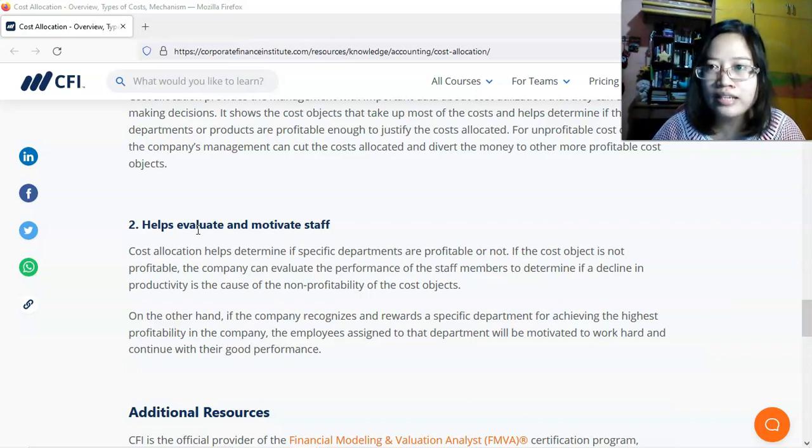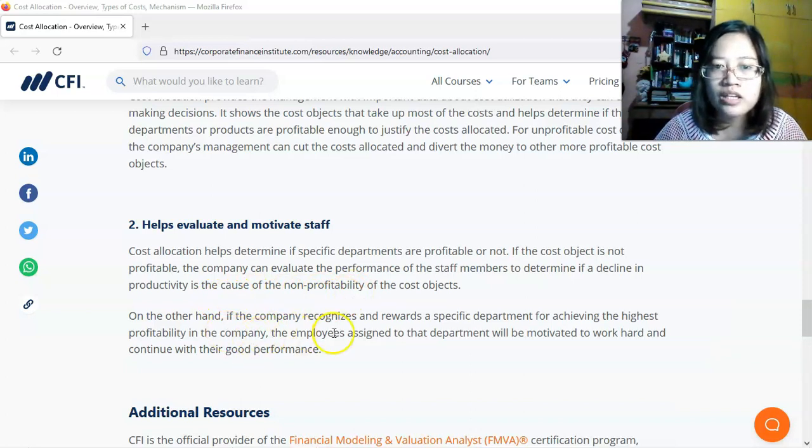And, by using more accurate figures, syempre, mas mamamotivate yung staff, kasi they won't be held accountable for something that they shouldn't be held responsible for, okay? Kung ano lang yung responsibility talaga nila, edi yun yung magiging basis on evaluating that. Ayan. If the cost object is not profitable, the company can evaluate the performance of the staff members to determine if a decline in productivity is the cause of the non-profitability of the cost objects.